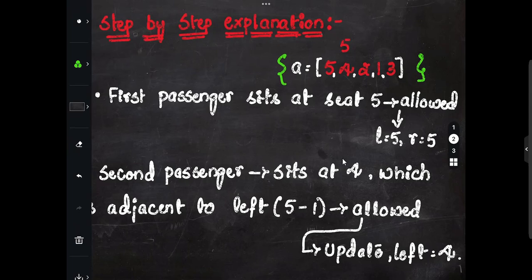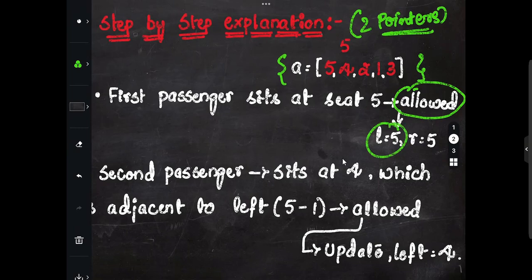So here he can sit anywhere, so this is allowed. Now, as we are going with a two pointers approach, here in this case we consider a left pointer L and a right pointer R. So L will be 5 and R will be 5. Nothing but left is 5 and the right is 5.